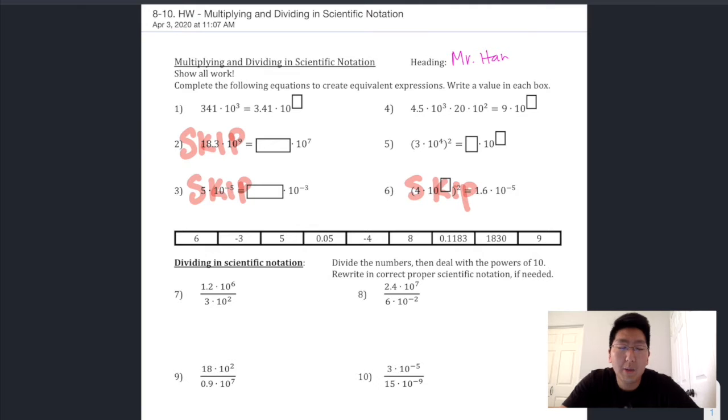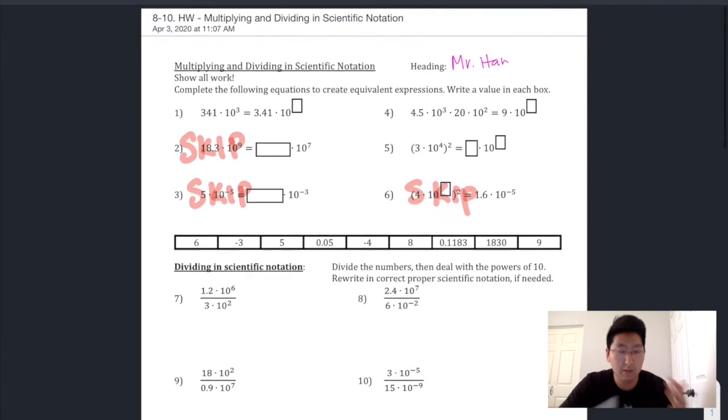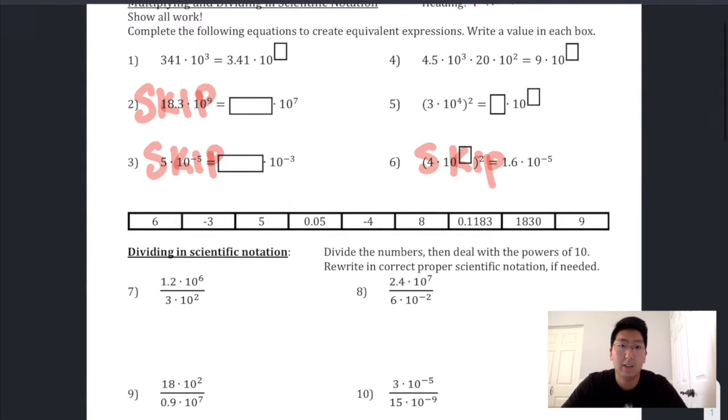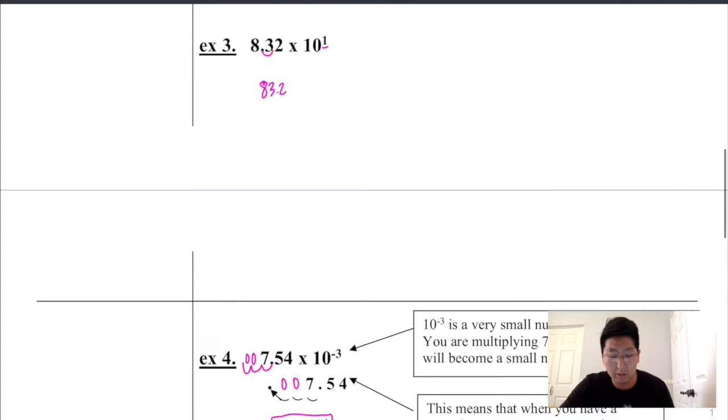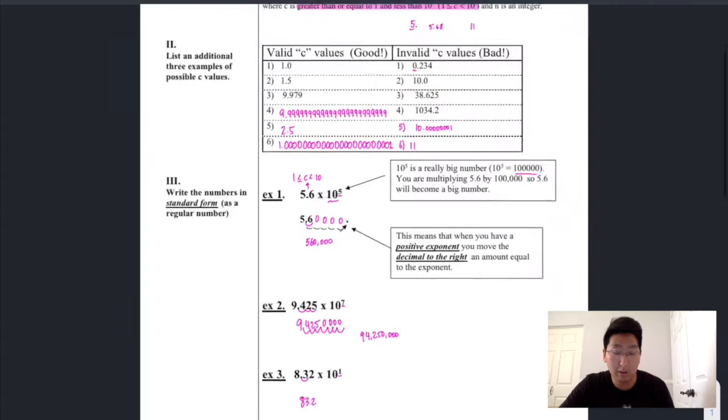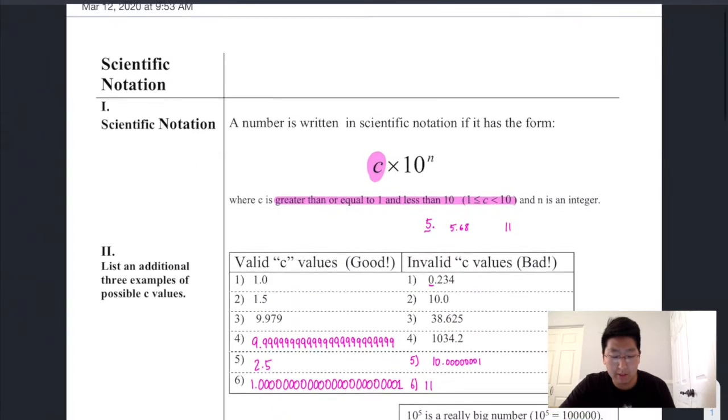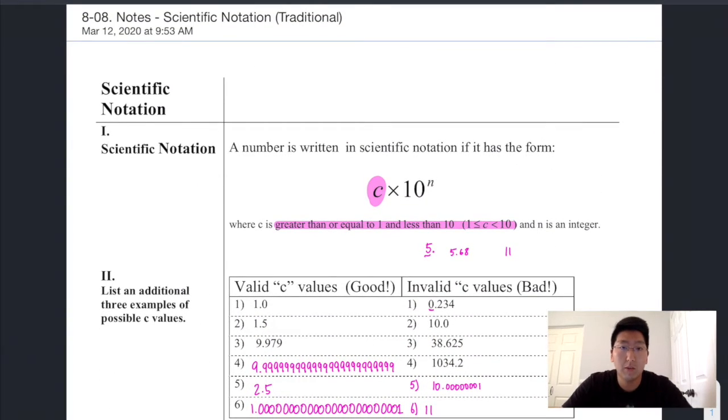So today I'm going to do a quick review on scientific notation. It's been quite a while since you guys worked on anything like this. This is the assignment for today if you take a look. But what I'm going to do is take you back to the notes we took a while ago. Go ahead and look at this one, 8-08 notes on scientific notation traditional.